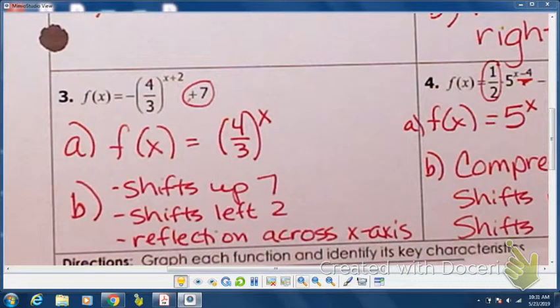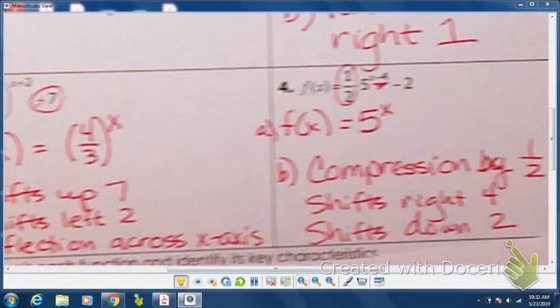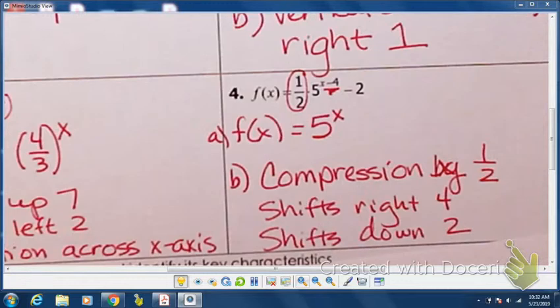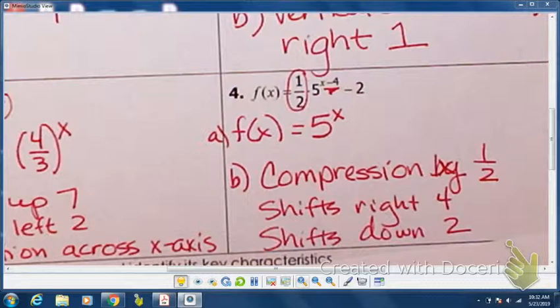Okay, so those are the transformations for number 3. Parent function is 4/3 to the x power. It shifted up 7, left 2, and because it's negative, it reflected across the x-axis. For number 4, check your work. Parent function is 5 to the x power. It's being multiplied by a number less than 1, so that's a compression by 1/2. It shifted right 4, and it shifted down 2.